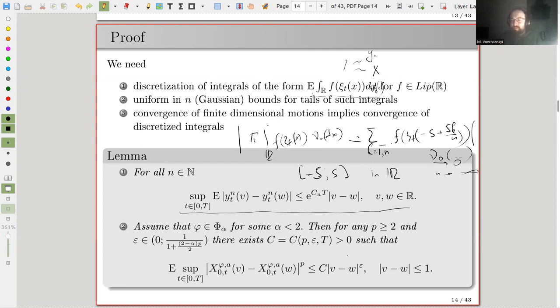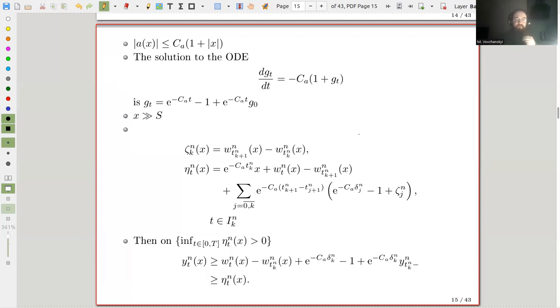This is not the optimal estimate, so it looks ugly, but it works, because we will have epsilon here, but this epsilon can go where we need it. I will prove this lemma after finishing the proof of the theorem. So what essentially we need to do is to get rid of tails.